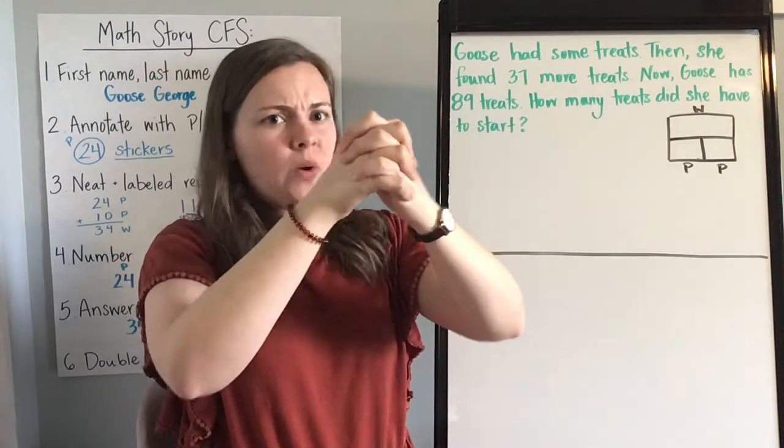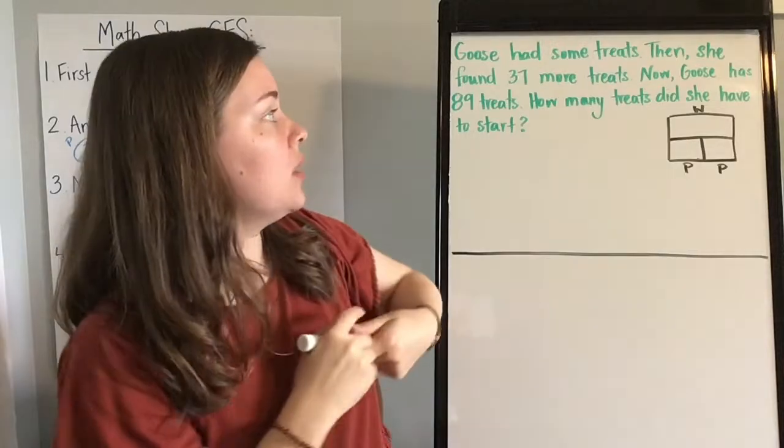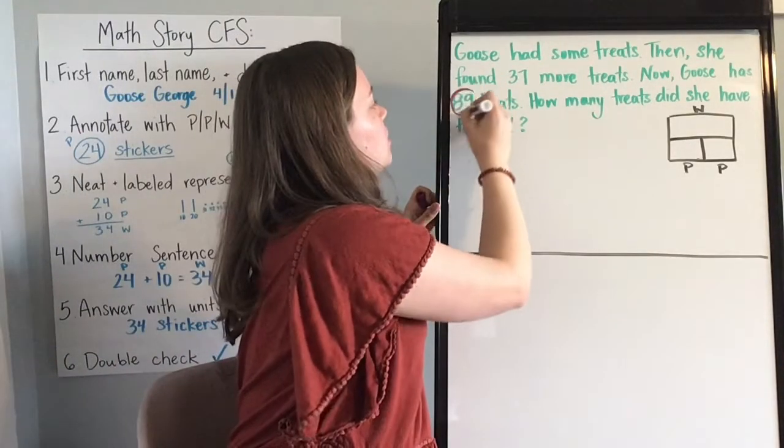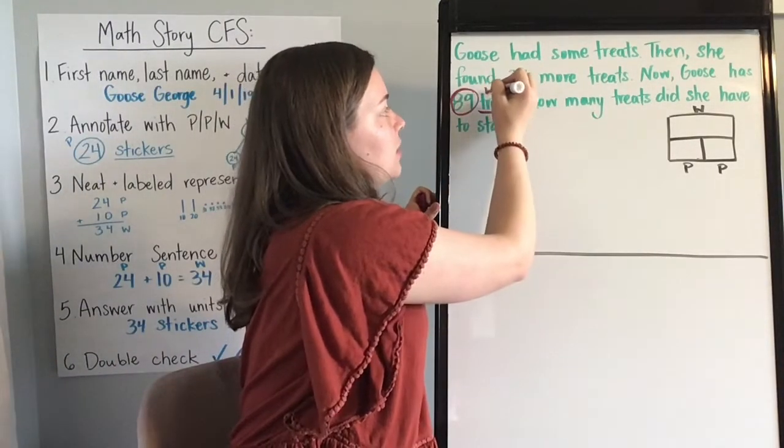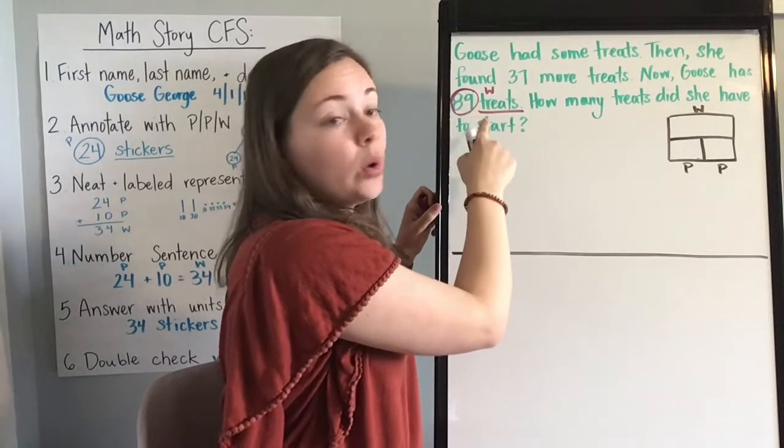So it sounds like I already know what my whole is. Goose has a total of 89 treats. So I'm going to go ahead and annotate that. I'm even going to put a little W to remind myself that this is the whole.